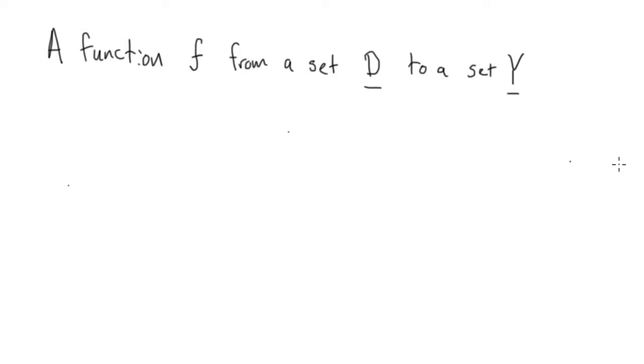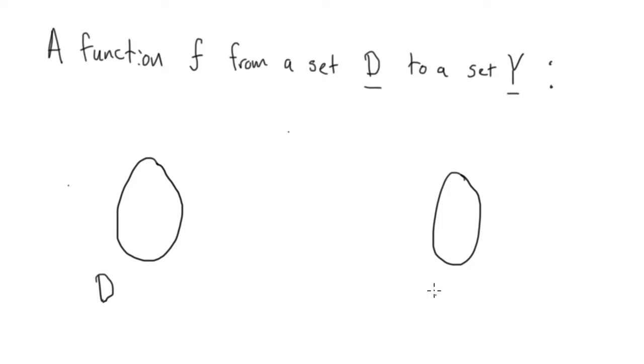And so to give the definition, I'm just going to draw a picture. So we're going to start with our set D, and I'm just going to draw it as a, well, not really a circle, but a region. So here's D, and here's Y.